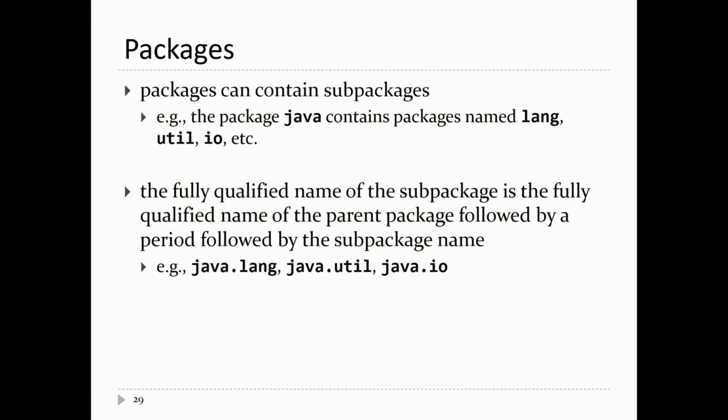Inside a package, you can place another package. So inside the java package, there are packages called lang, util, io, and so on and so on. I don't know how many are in there; there are a few. When you have a package inside of a package, the full name of the package is called the fully qualified name. The fully qualified name of the package lang is the name of the package it's in, java, followed by a period, then the name of the package. So java.lang is the fully qualified package name of lang, and java.util is the fully qualified package name of util.